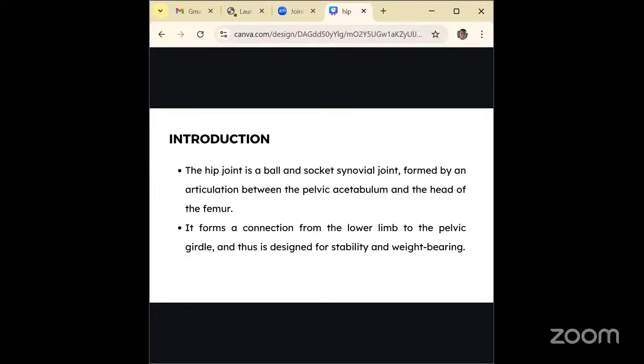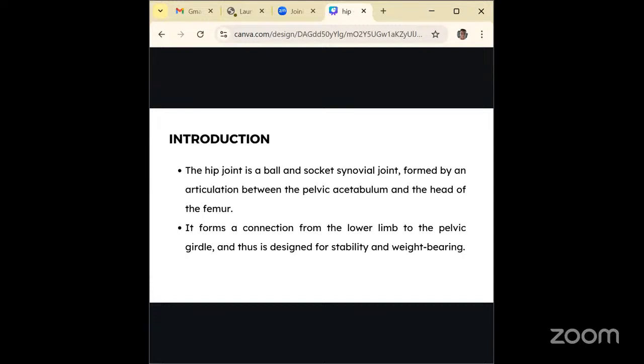You must tell us the kind of joint that we are investigating, and also tell us what constitutes the joint. What are the particular structures that highlight that joint and make it different from other joints? And so for the hip joint, as we all know, it is a ball and socket joint. That's quite common knowledge. And it's also a synovial joint, meaning that it's lined by a synovial membrane.